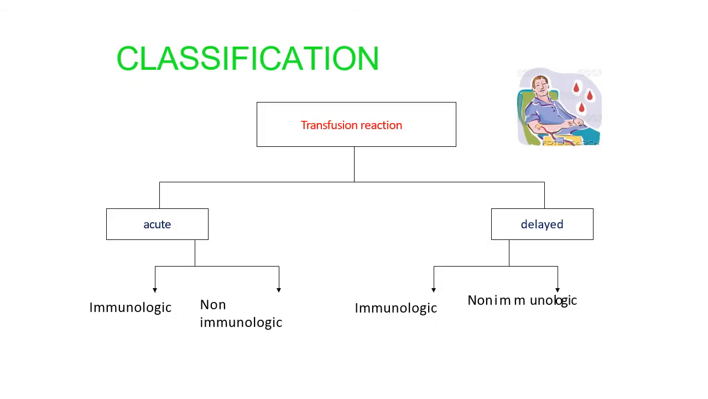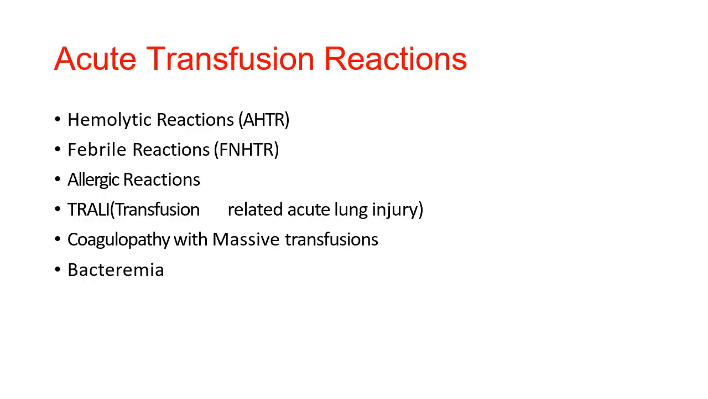So if we classify it in acute and delayed, the acute can be further classified into immunological and non-immunological, and delayed can be further classified into immunological and non-immunological. So, if you see acute transfusion reaction, it can be hemolytic or it can be febrile non-hemolytic transfusion reaction, that is FNHTR. It can be allergic reaction. It can be TRALI, that is transfusion related acute lung injury. It can be coagulopathy with massive transfusions or bacteremia. Okay. So these are the acute transfusion reactions.